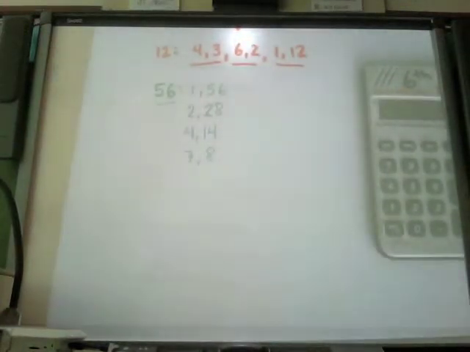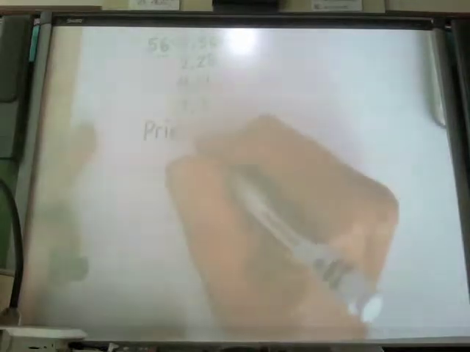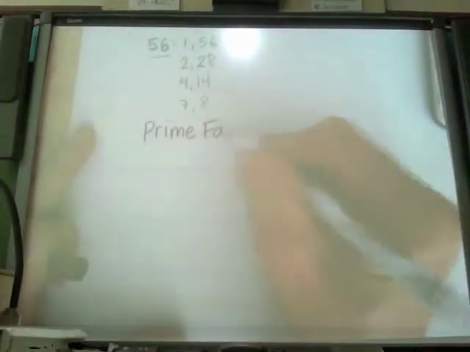So in some cases, you'll just be finding the factors. Now, prime factorization.